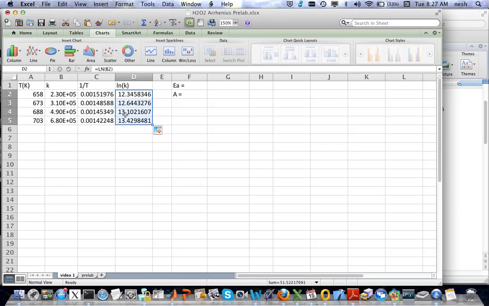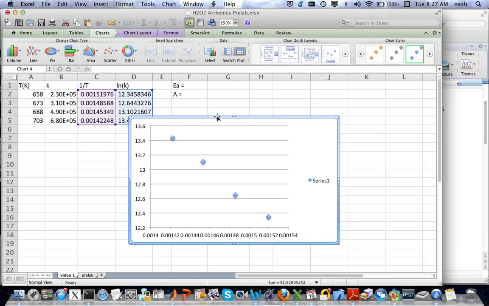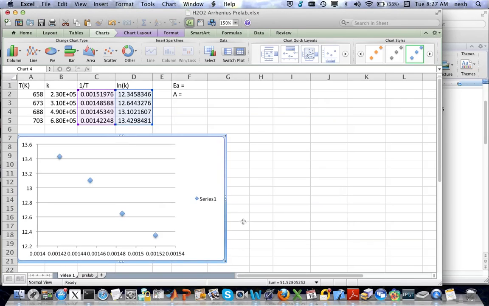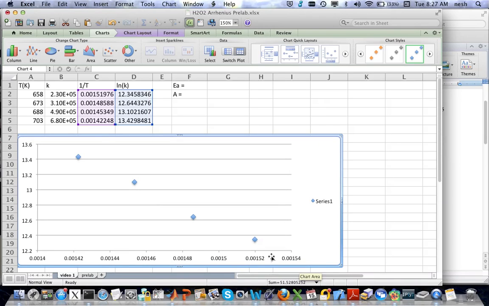Okay, we're almost done. I want to make a graph, and to make that graph, I'm going to go to this chart in the scatter plot. And it looks like a nice straight line to me. The numbers on the x-axis, which is 1 over the temperature, are a bit crowded, so I've pulled them apart. And I don't really like these horizontal lines, so I'm going to click on one and get rid of them.